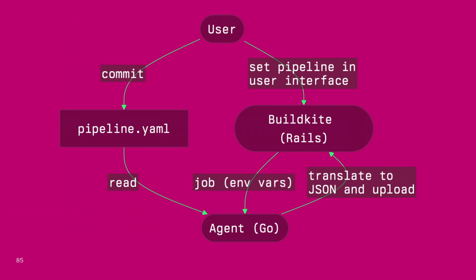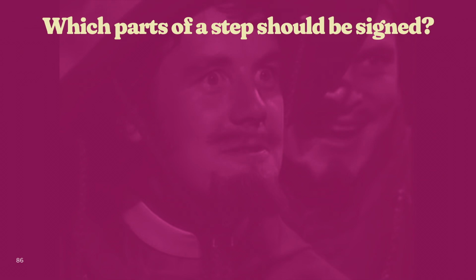Which means that the data can flow this way or that way, and then once it's gone into Buildkite, it comes back to the agent in the form of environment variables. So we have one form and it turns into another form. How the hell are we going to validate any of that? And which parts are important?